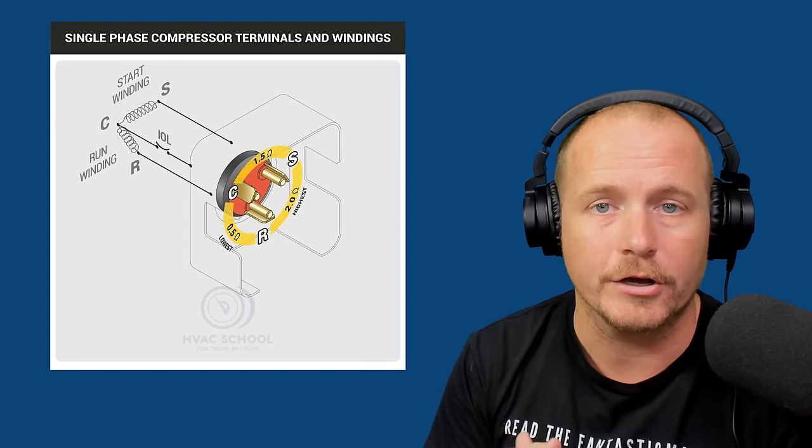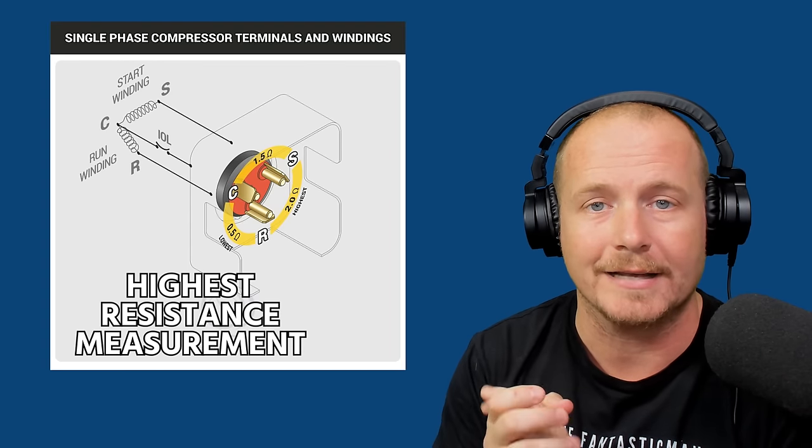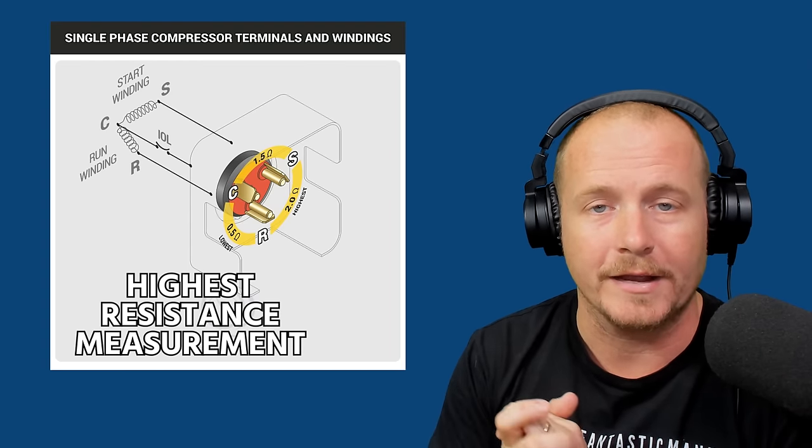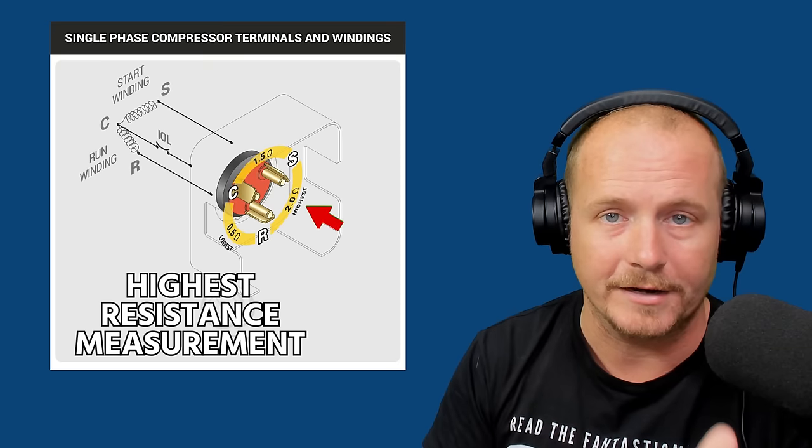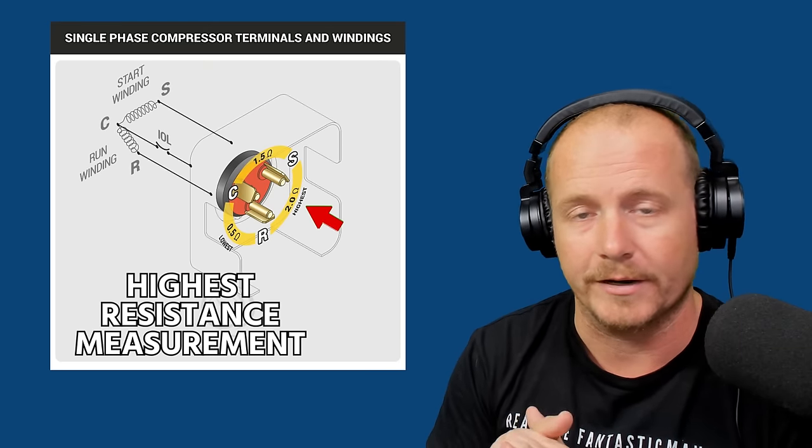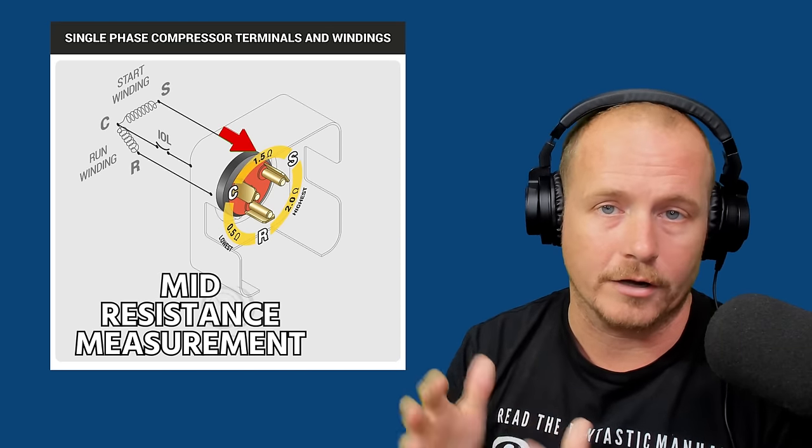Good information to know, just good general knowledge, is that your highest resistance measurement between any terminals is going to be between your start and run. Your lowest is going to be between run and common, and then start and common will be the middle one.